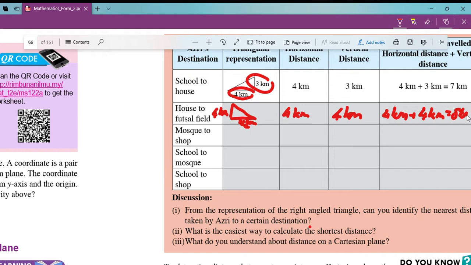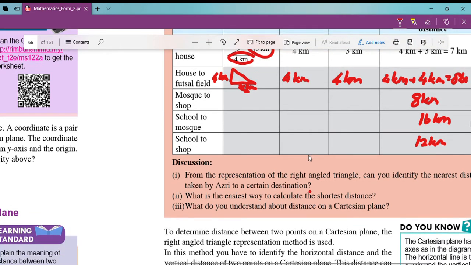Next, for the following questions, please try. I'm going to give the final answers. After you try it, from the mosque to the school, in total you move 8 km. And then from the school to the mosque, try first, then check if the final answer is 16 km, and from the school to the shop is 12 km. So I leave it to you to fill in.